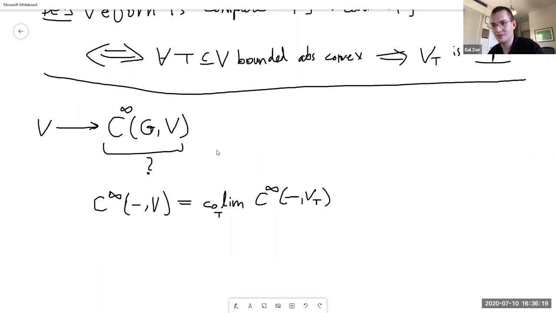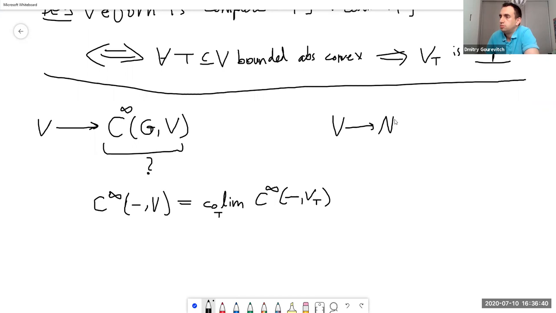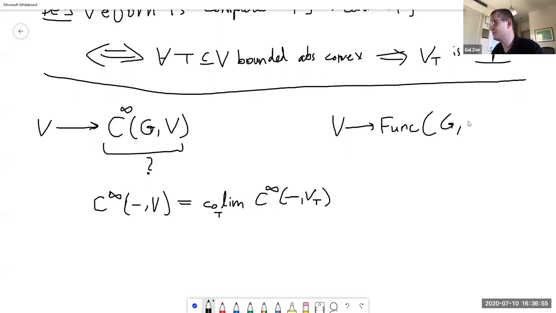Gal, could you please repeat the last thing about this map V to C infinity of G, V? This says when V is smooth. If V just has an action of G, then roughly there is a map from V to the space of all functions. If it lands in C infinity functions, then it is smooth. And C infinity functions is the colimit of C infinity functions into V_t. Yes. And for V_t, there is only one definition. Yes.